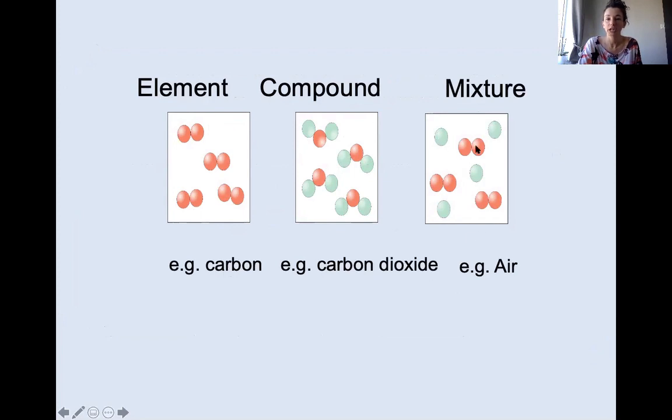And here's my mixture, two or more different types of atom or compounds, elements or compounds, not chemically joined together. The easiest example to think of is air. Well done.